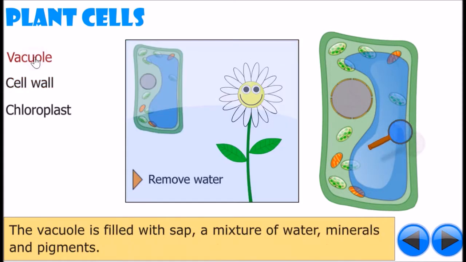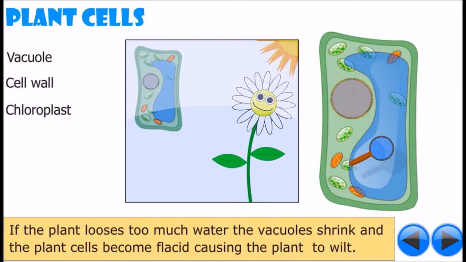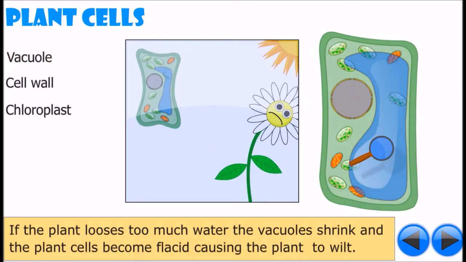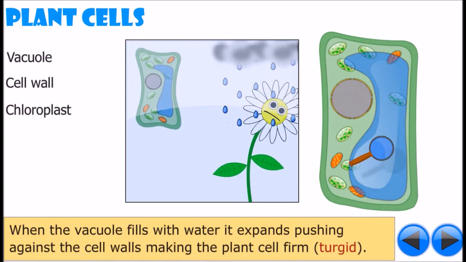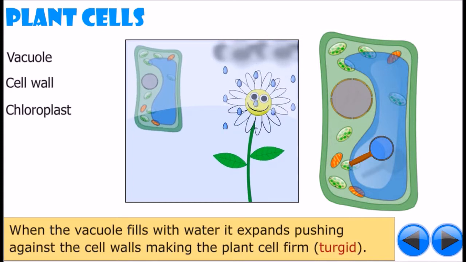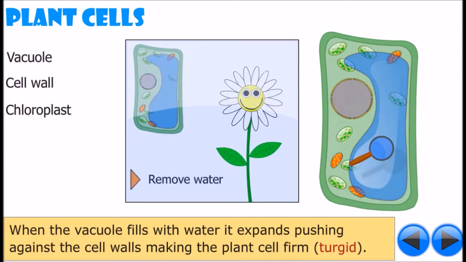Now let's look at the cell vacuole. The vacuole is basically a bag inside the plant cell that's full of cell sap, which is water and sugar and some salts mixed together. If we remove water from the plant, we can see that the vacuole shrinks, and as it does so, the cell walls collapse in and the plant cell loses its strength, and this causes the plant to wilt. If we add water, the cell vacuole expands as it fills with water, and it pushes against the cell walls, and the plant cell becomes turgid, so it becomes very stiff.